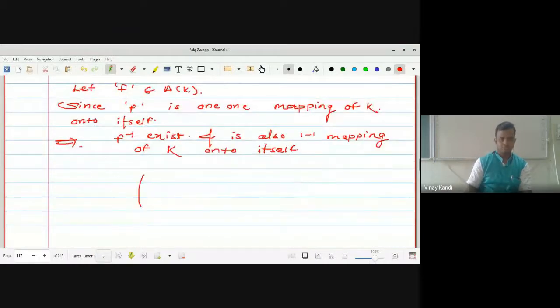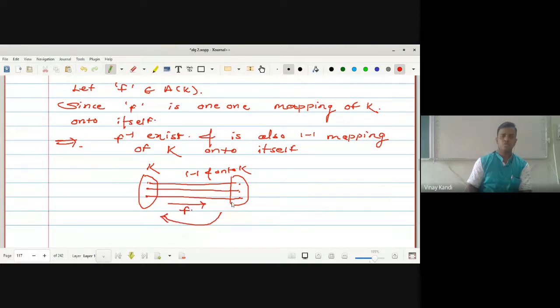Look at this one. Suppose this is the set K. 3 elements are there in K. And your codomain is also K. So this is a 1, 1 mapping. This element maps to this one. This is 1, 1 and onto also. So if this one is F, we can define from the codomain to domain F inverse. So F inverse is also 1, 1 and onto.